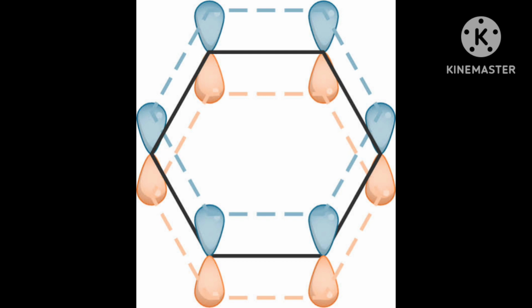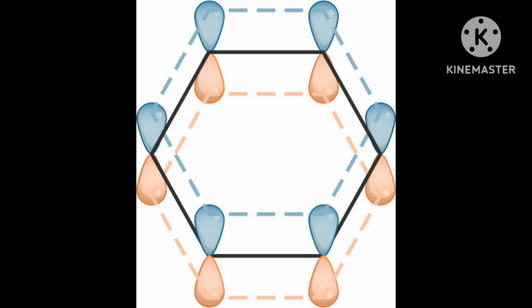Like that, a total of 6 carbons are there. Then the other two, again adjacent carbons, can again make a pi bond. Then a total of 3 pi bonds will be formed.